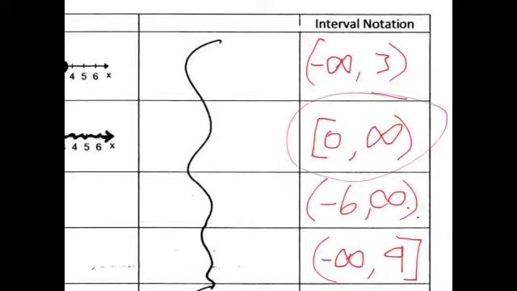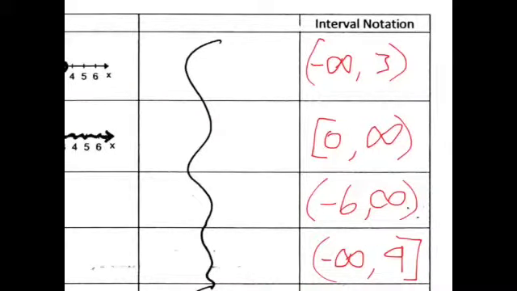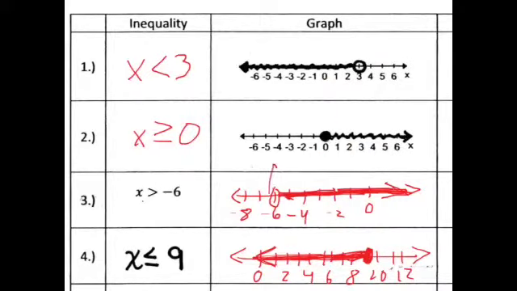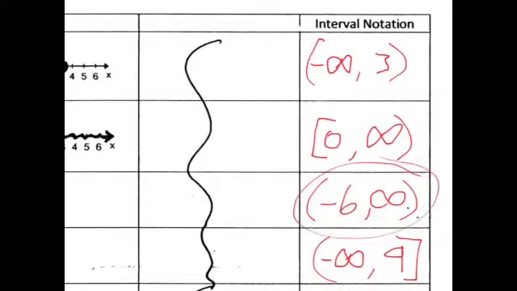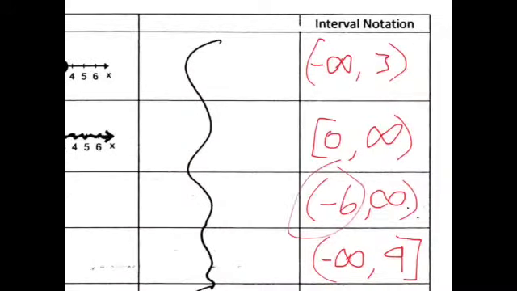The next one, our shading starts at 0 and continues on to the right forever and ever, all the way to infinity. And on 0, our circle is filled in, and so that's why it's going to be a square bracket there. On the next one, our shading goes from -6 to infinity, so always slide from left to right. And imagine you're sliding from left to right, and where's the shading? It starts at -6, and it goes on forever and ever as you go right. And so that's why it's from -6 to infinity. That -6 part is not filled in, and so it's going to be a circular bracket there.